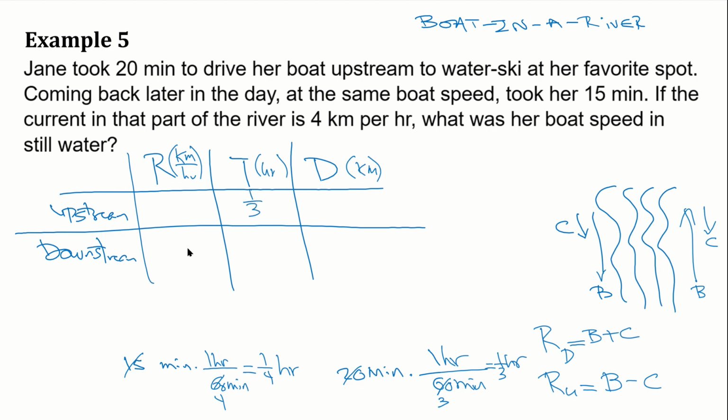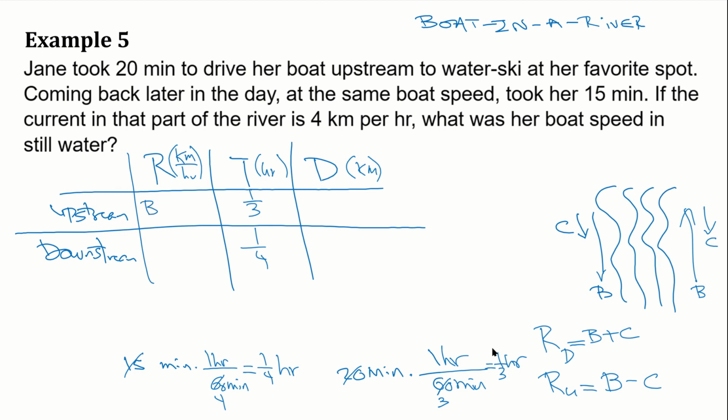The time downstream was the 15 minutes, which is 1/4. Obviously, because the downstream time is going to be less than the upstream time. And the other thing that we know is the speed of the current. So we don't know the speed of the boat. We're going to leave it as B.